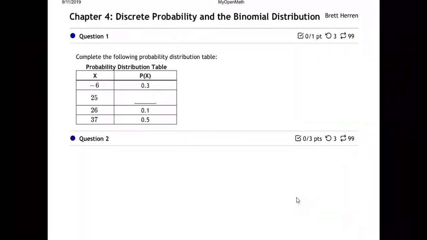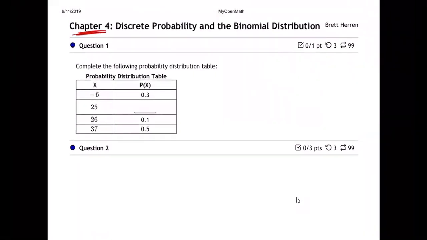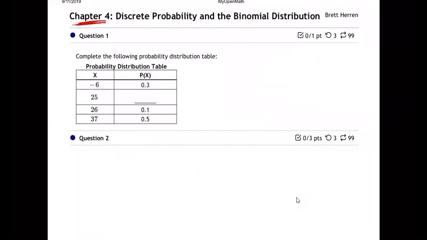Complete the following probability distribution table. Okay, so we're talking about, in this chapter, chapter 4 now, probability distribution tables. What are they? Well, how about if I did one for our class?